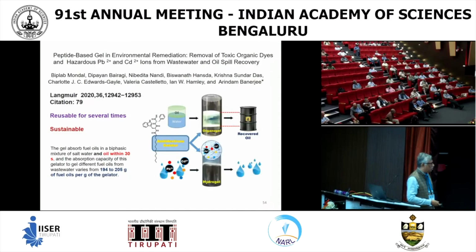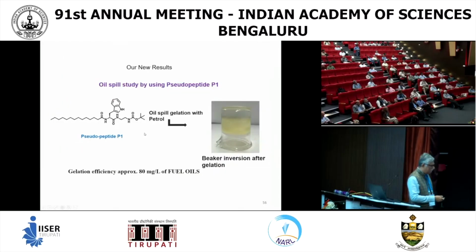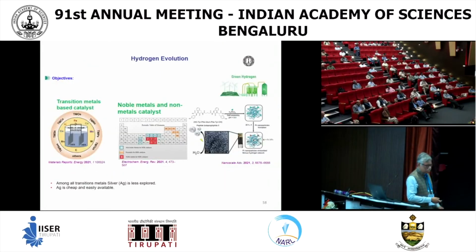So we have come up with these molecules which serve 3 different purposes: removing toxic organic dyes, removing hazardous lead and cadmium from wastewater, and they have been used for oil spill recovery also. And you see, within 30 minutes it gellifies these things, and 1 gram of the gelator molecules is able to gelate around 200 milligrams of this. That has been covered by one of the Bengali Delhi newspapers. And recently we got some other molecules which can gellify even seawater and all these things. I'm sorry, I cannot disclose because that's a patent. I'm going to patent these things.